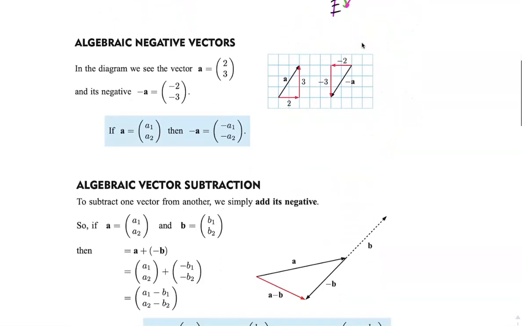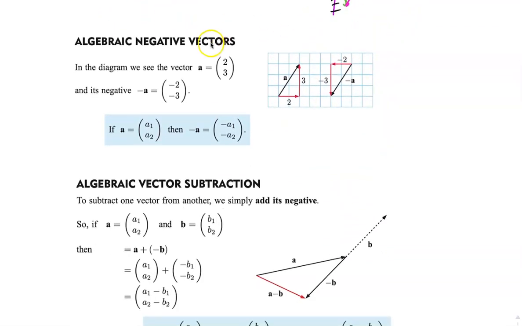Okay, how about adding negative vectors? So first, what's a negative vector? If you have vector A, it's 2 over 3. Its negative is just negative A. So you distribute, and you get negative 2 over negative 3. Right here, it shows you a normal 2, 3: you go over 2, up 3. Negative 2, negative 3: you go left, because left is negative for x, and then down, because down is negative for y.